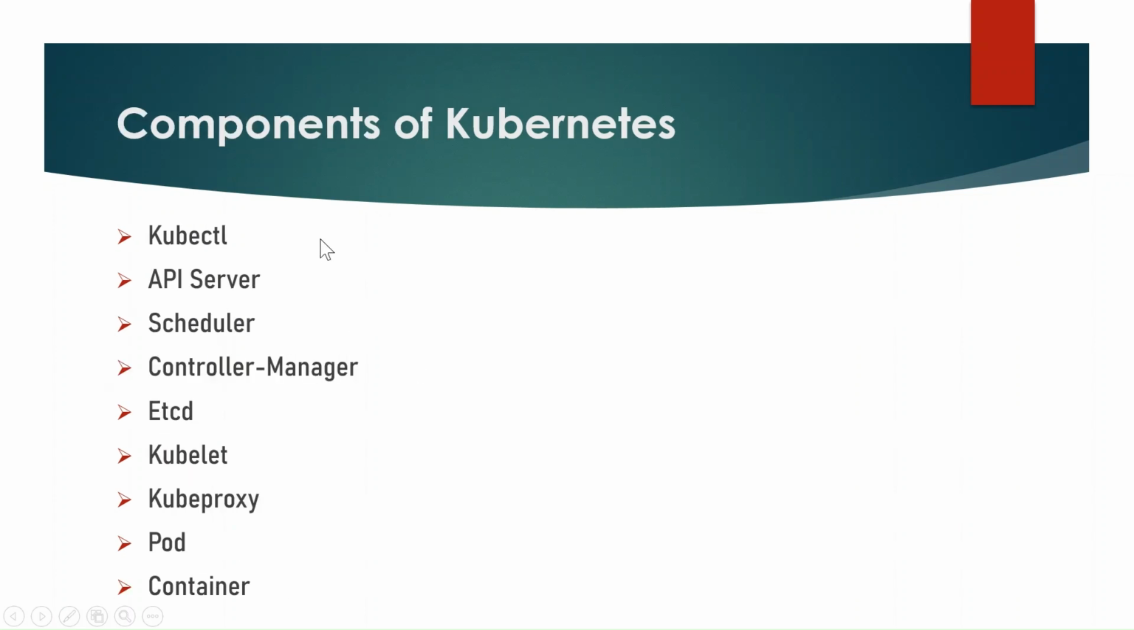Now let's see components of Kubernetes. So these are the components of Kubernetes. First one is kubectl, API server, scheduler, control manager, etcd, kubelet, kubeproxy, pod, and container. In the upcoming slides, let's see these components in detail.